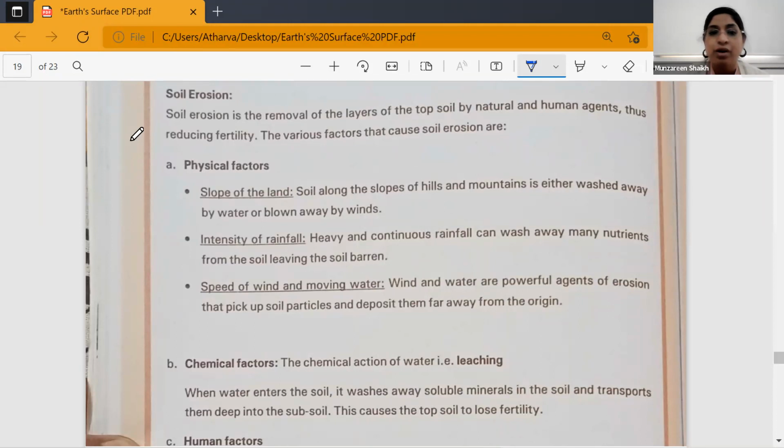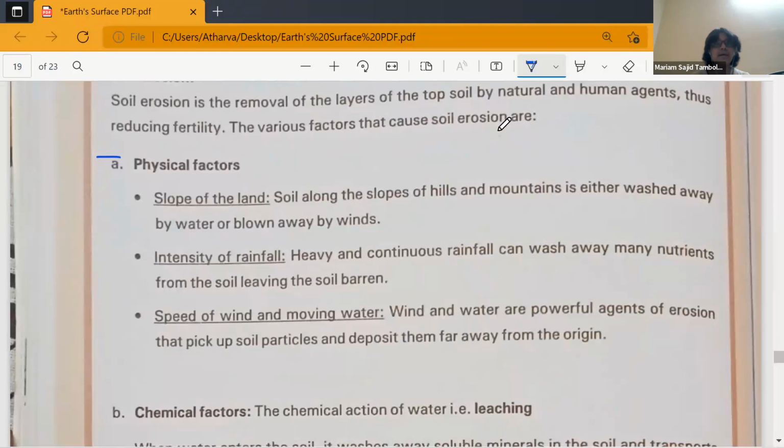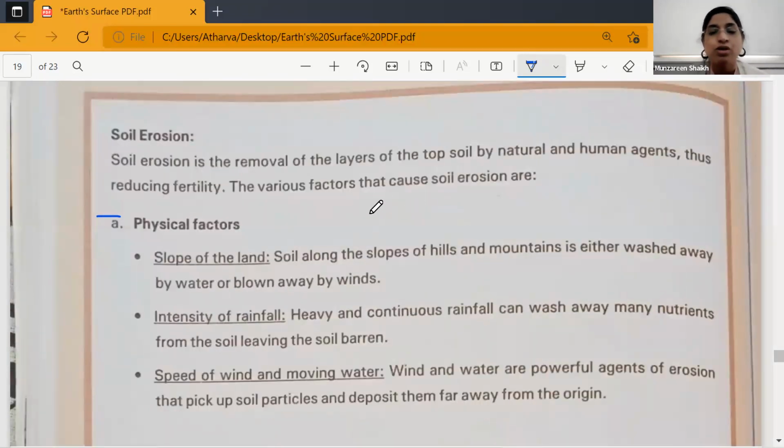We've done erosion before as well. What do we mean by erosion? Ma'am, erosion means removal of anything, ma'am. Anything means what? In geography terms, how will you define erosion? And erosion will take place in how many forms? Ma'am, soil erosion first. Then wind erosion. Very good. Wind erosion. Water erosion. Okay. Clear? Yes, ma'am. So now we will see soil erosion.